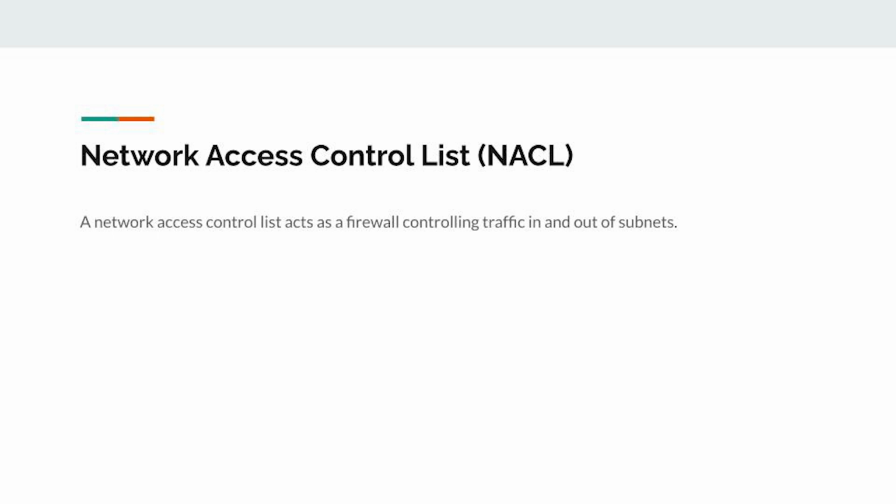The first service, Network Access Control List. A network access control list acts as a firewall controlling traffic in and out of subnets. The traffic routed within the subnet is not affected by the network access control list.